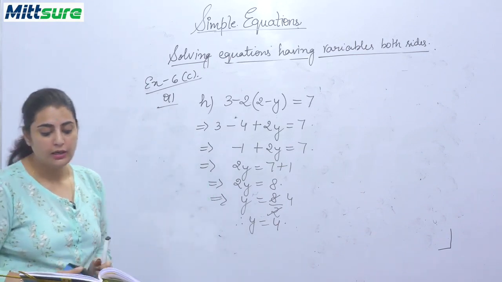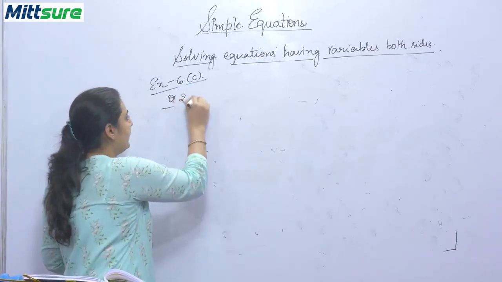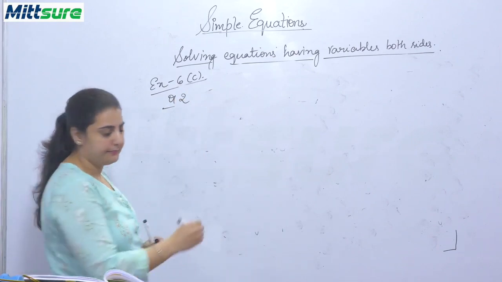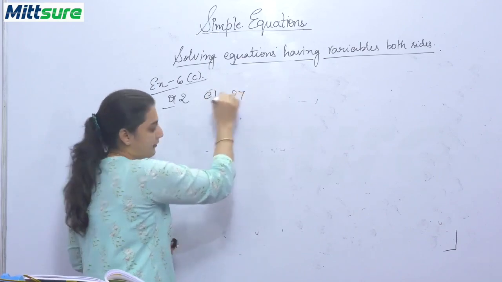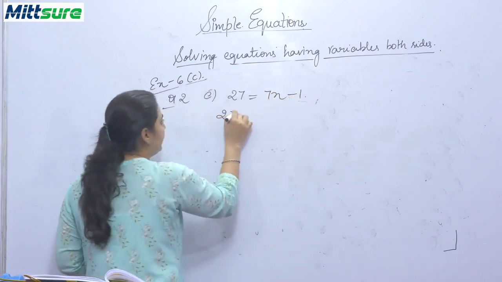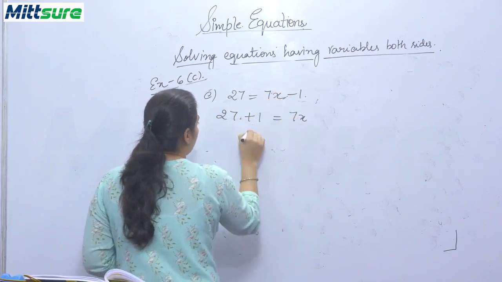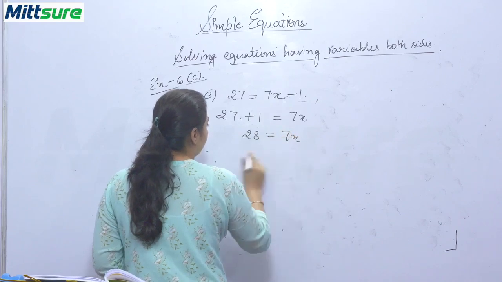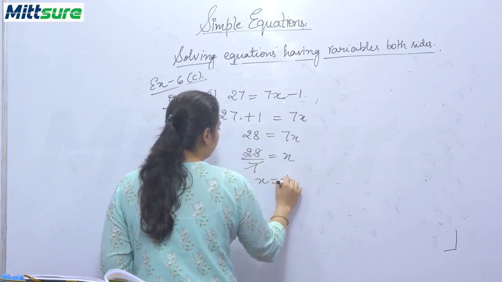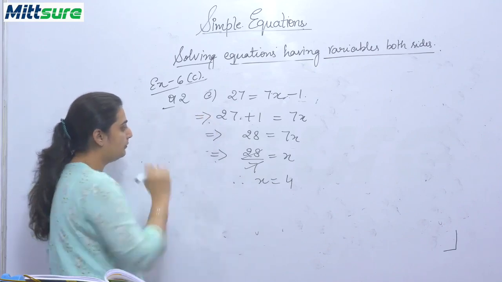Now let us come on to question number 2. For question number 2, I will be taking two parts, that is (e) and (g). 27 equals 7x minus 1. So, 27 plus 1 equals 7x. 28 equals 7x. x is equal to 28 upon 7. That is, x is equal to 4. So, this is how you have found the solution for this particular question.